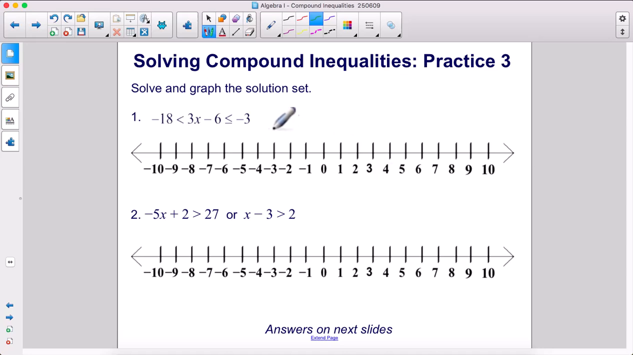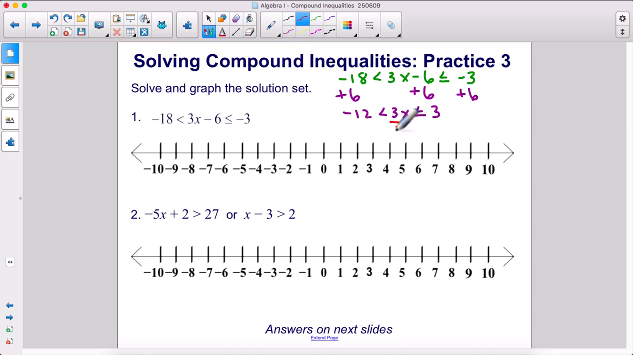Solve and graph the solution set. Alright, so here I'm going to rewrite this up here, and then I'm going to solve it all at once. Okay, so the first thing I'm going to do is add 6 to all three sections. So negative 18 plus 6 is negative 12, less than or equal to 3x, and less than or equal to negative 3 plus 6 is 3. Then we're going to divide each part by 3. And that gives us negative 4 is less than x is less than or equal to 1.